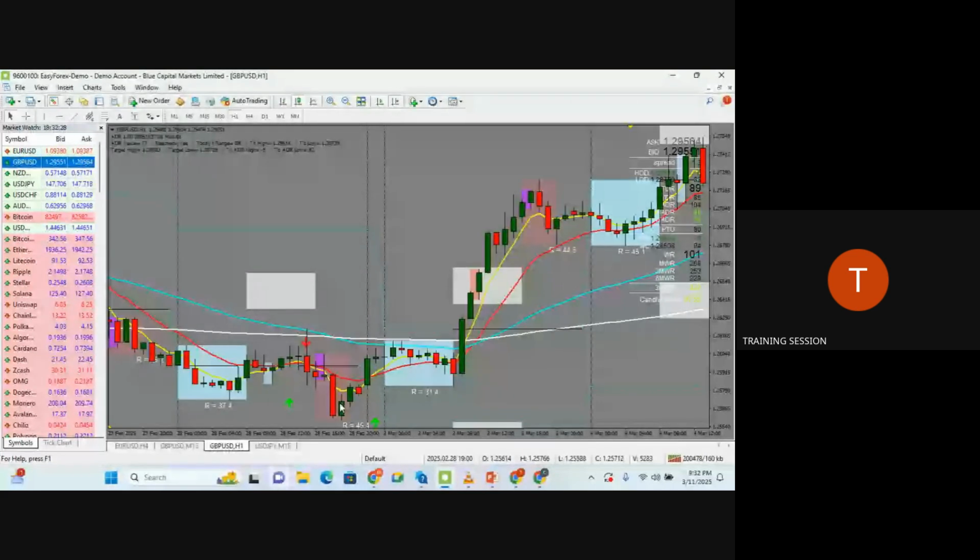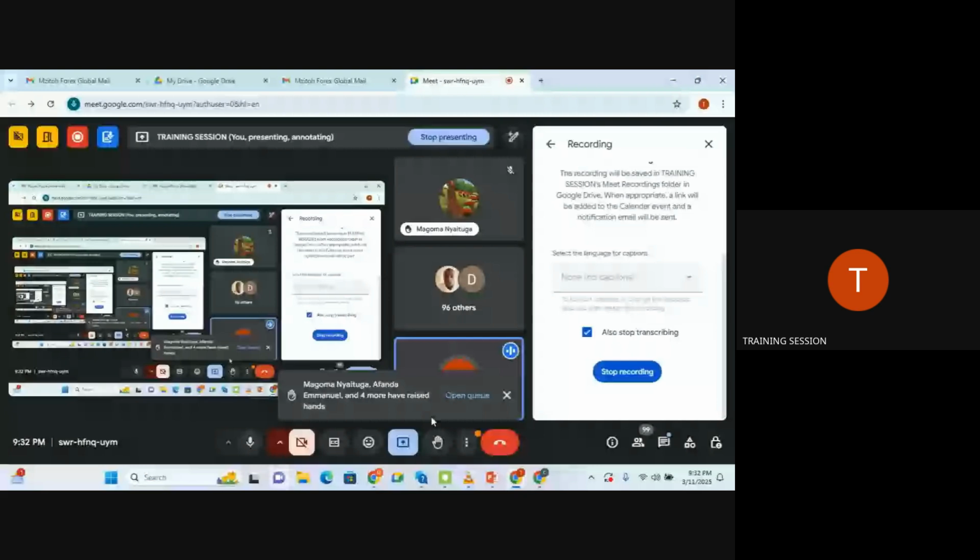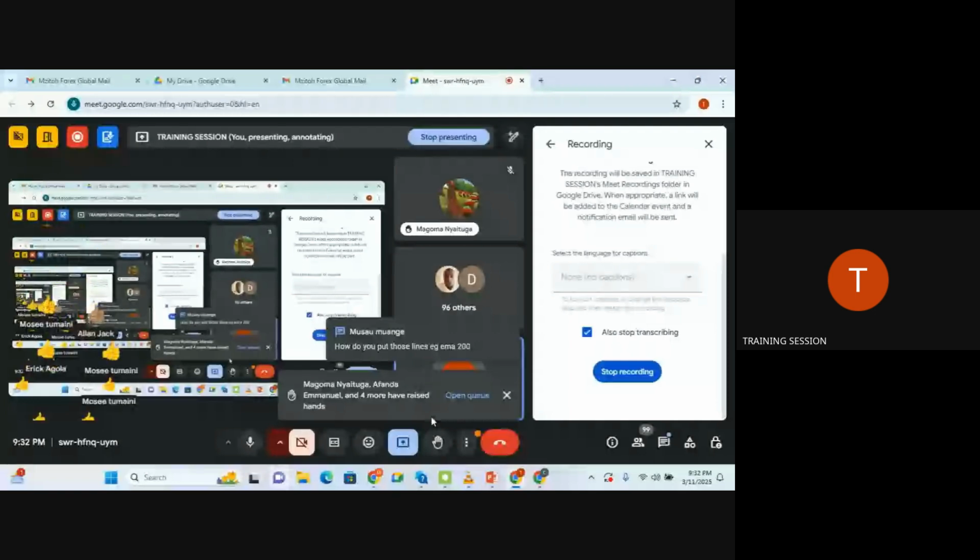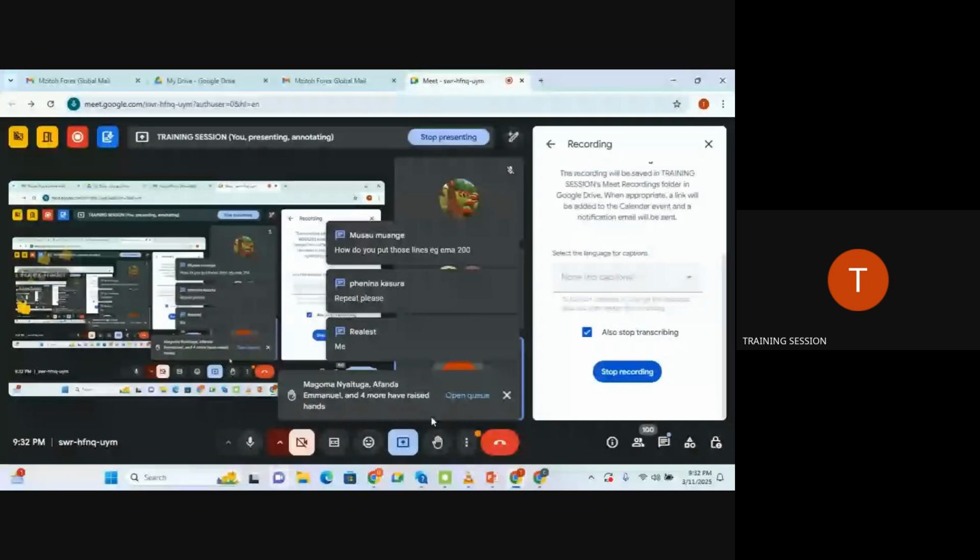The two forms what? Bullish inside. How many have gotten that, even without drawing? How many have understood that? Thumbs up. Even before drawing, I want us to get that. I want us to understand that.